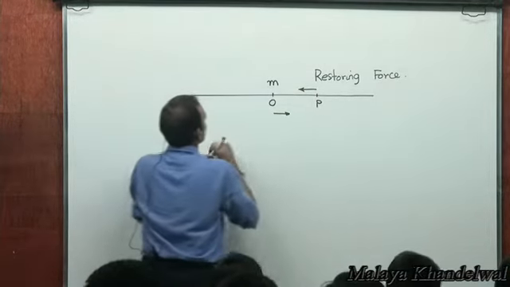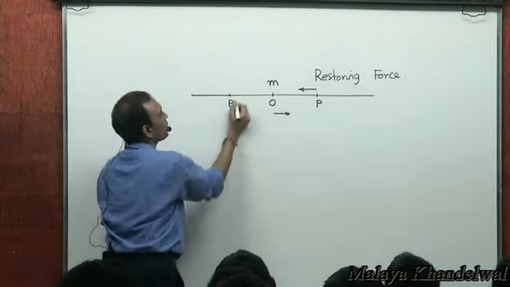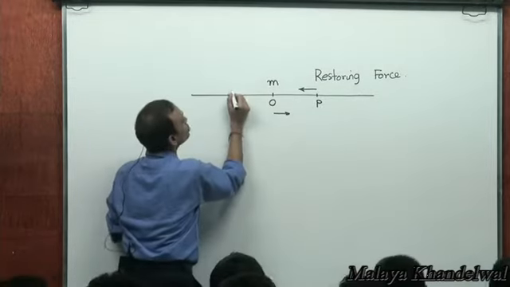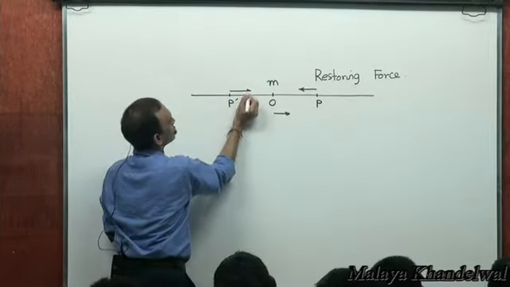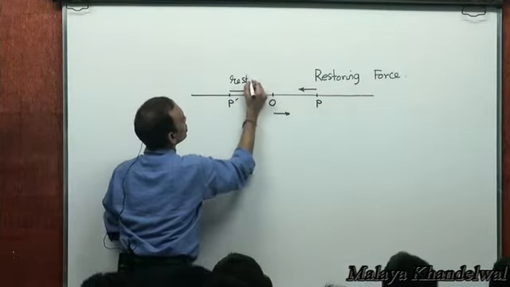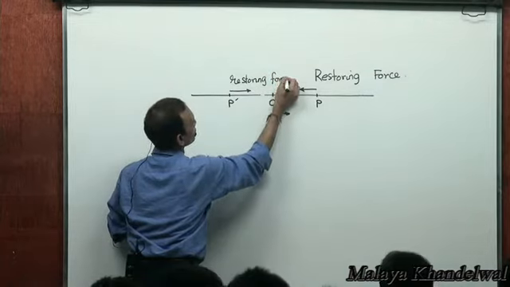If you displace it to the left of O, at this point call it P prime, then the force would act to the right. This again would be referred to as a restoring force.